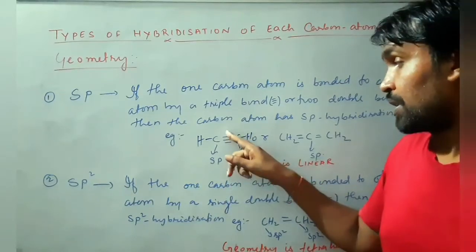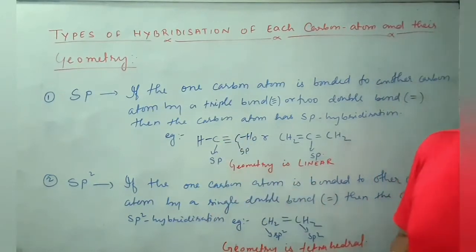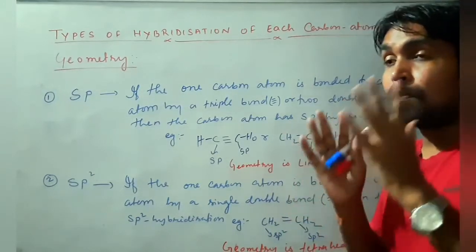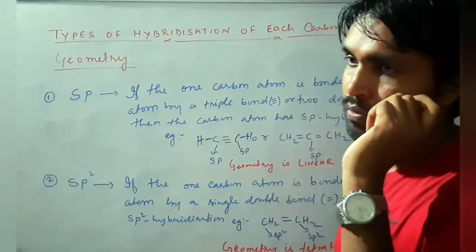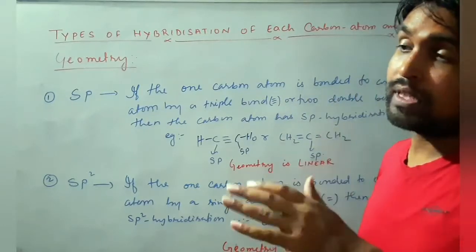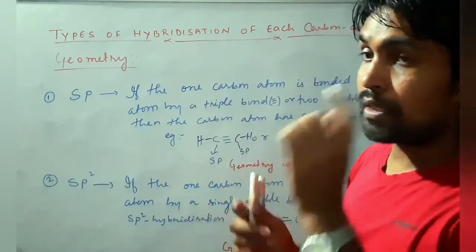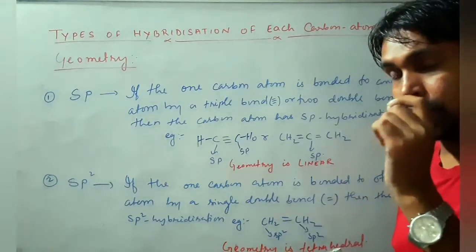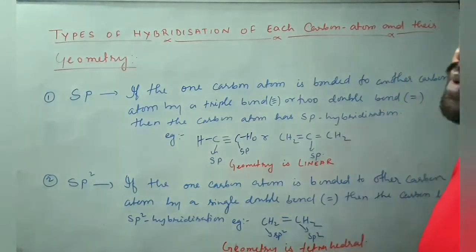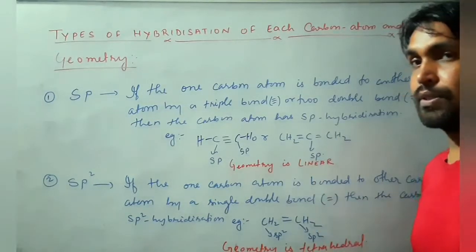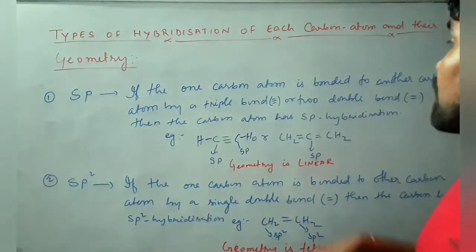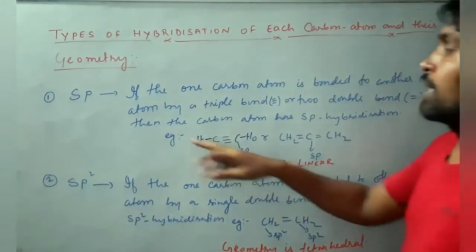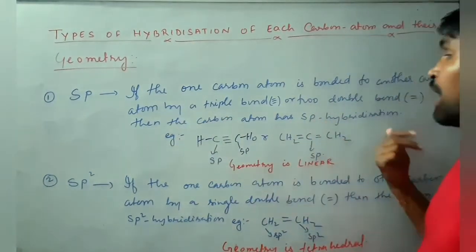This carbon is also attached to one triple bond, so the hybridization is sp. Dear student, making it easier: suppose a carbon atom is attached to one triple bond in a compound. Then that particular carbon attached to the triple bond will have what kind of hybridization? sp hybridization.